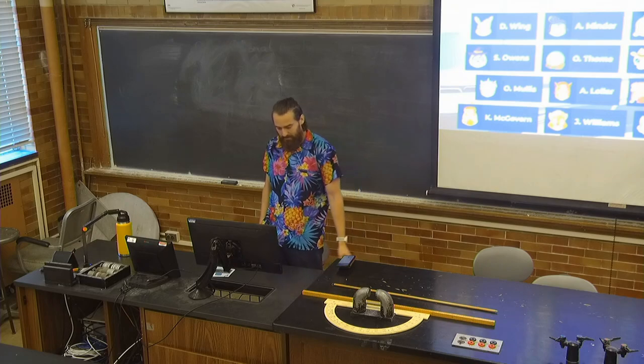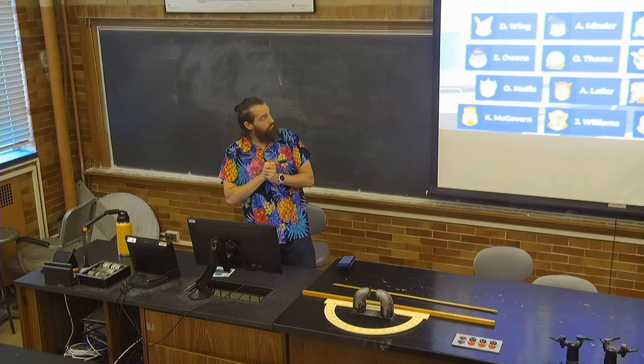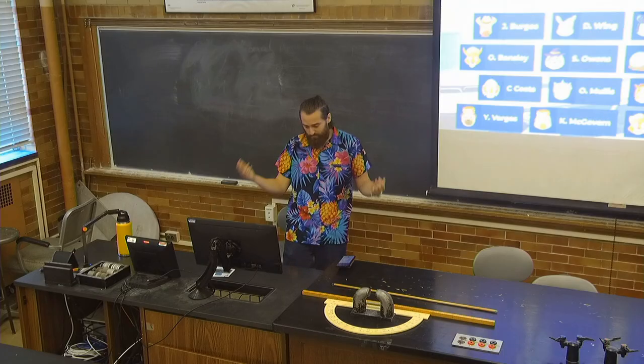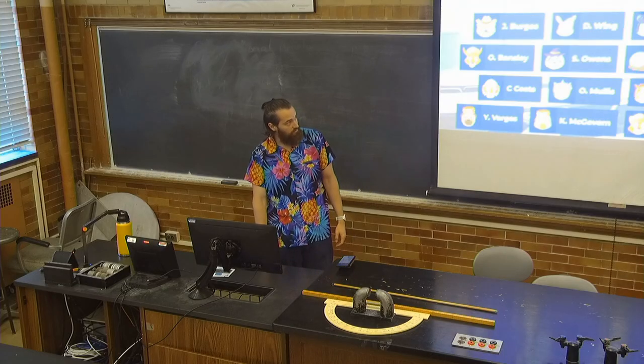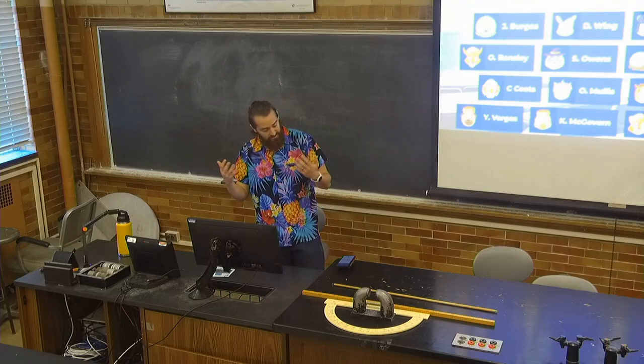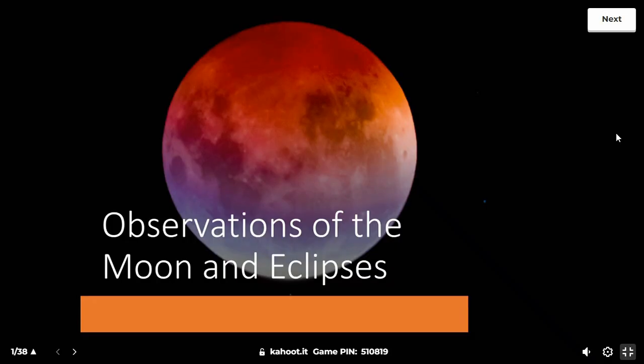Okay, so last time we talked about what you can see in the sky with your naked eye, and we'll keep going down that path, and we'll learn about how the moon changes, how it looks in the night sky, and things related to the moon, the earth, and the sun. So we'll talk about looking at the moon and eclipses.